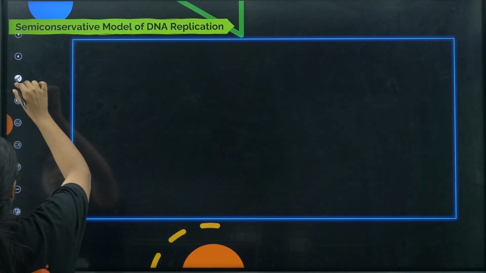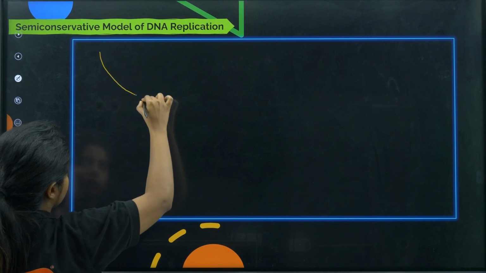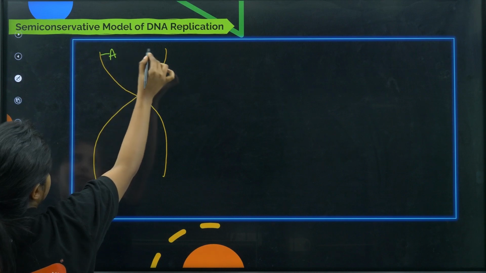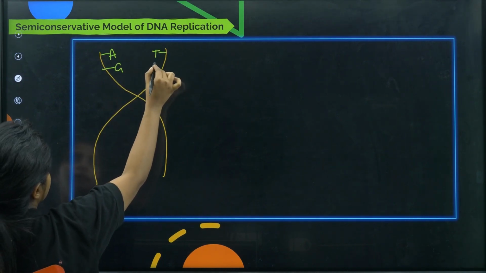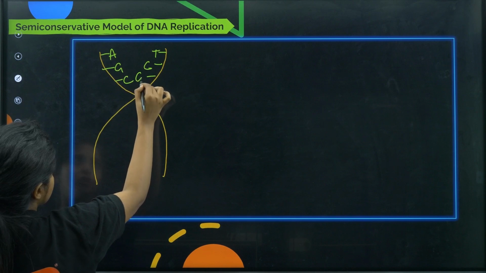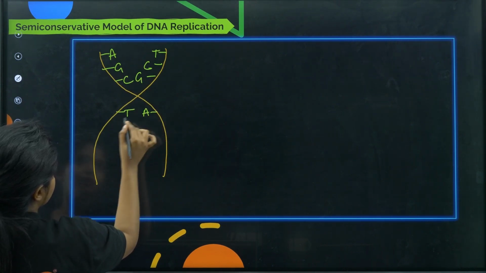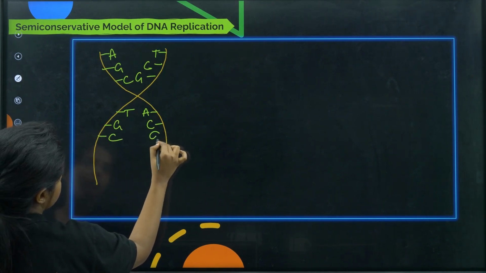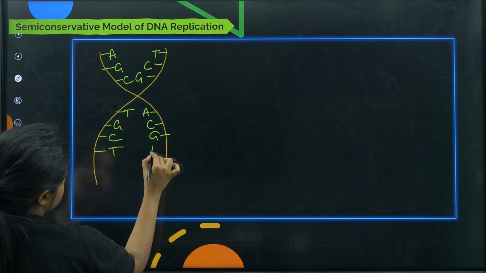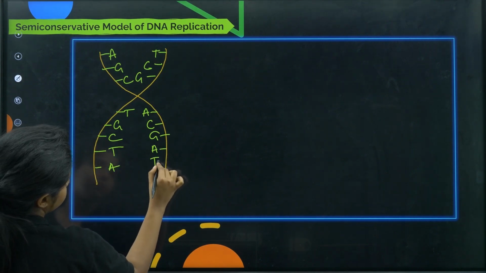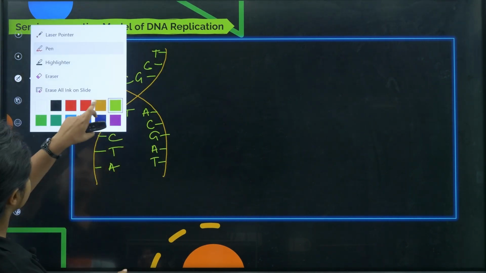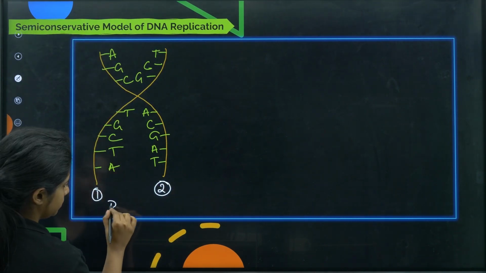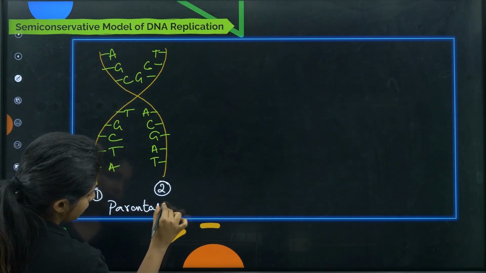For your understanding, let me explain it to you. For that we need to make a proper diagram. Something that I explained earlier, but yeah. A, then here T, if here G, then here C. If here C, then here G, again T here, so A here. Remember adenine and thymine, and guanine and cytosine. Now C here, then it's G, and T here, again it's A. If A here, then it's T. This is one strand, children, and this is the second strand. Both of them are parental strands. This is parental DNA, children.